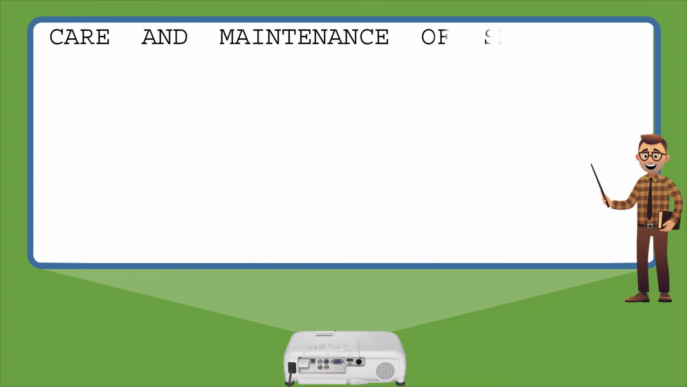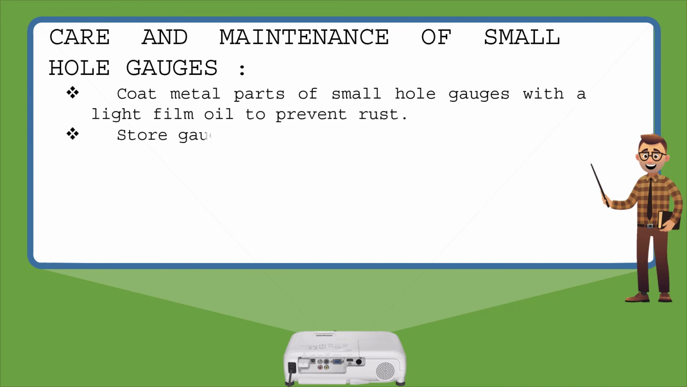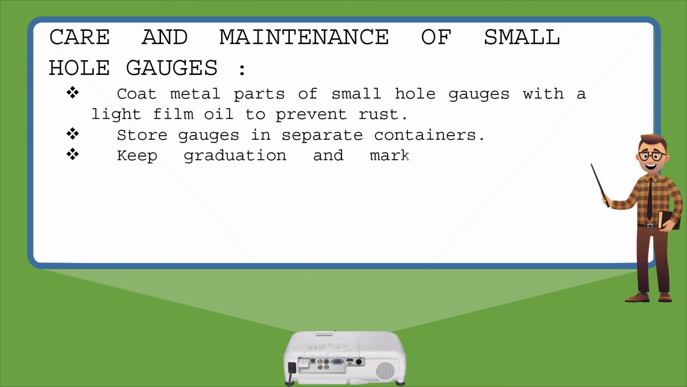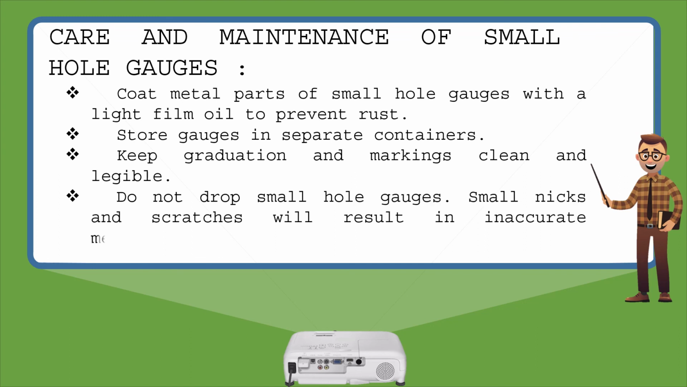After the uses, we can see the care and maintenance of small hole gauges. Coat metal parts of small hole gauges with a light film oil to prevent rust. Store gauges in separate containers. Keep graduation and markings clean and legible. Do not drop small hole gauges. Small nicks and scratches will result in inaccurate measurement.